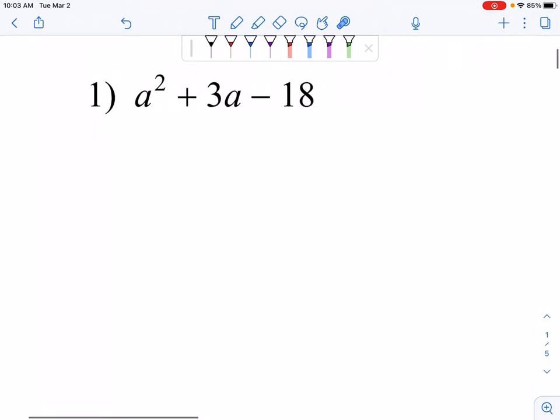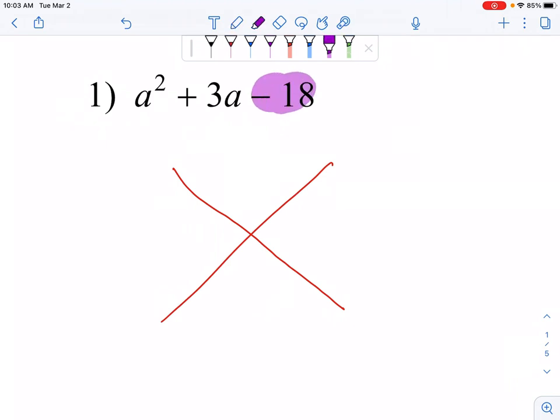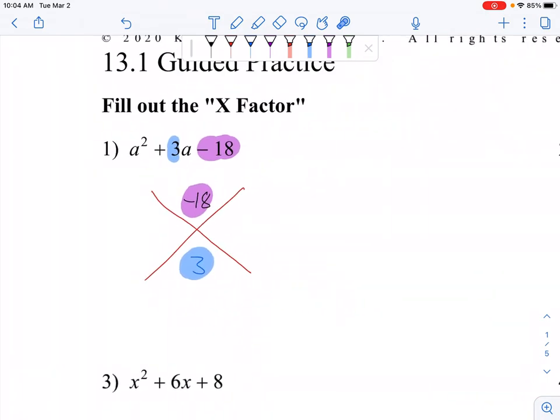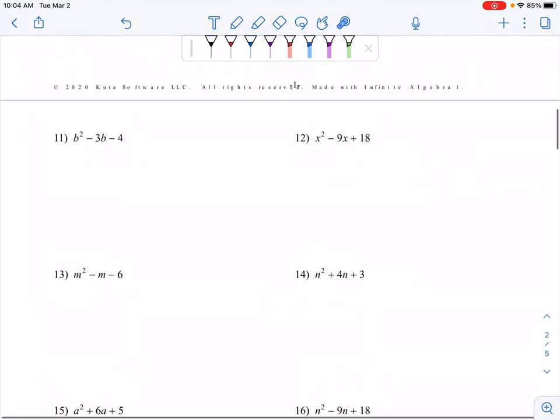So here we've been given this 3-term. In Delta Math, you were just given the X, but I'm going to work on filling these out so you can see it. We're going to have a big X, and our last number, negative 18, goes on top. Our bottom number we get from the middle term, so that's a 3. I'm looking for what will multiply to make negative 18 and combine to make 3. I'm going to jump down to my chart now so you can see me use this.